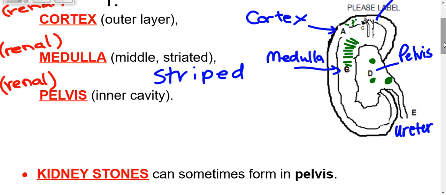So you have a diagram similar to this in your book. So part A is going to be the renal cortex, part B is the medulla, part C is the nephron, part D is that renal pelvis, that innermost cavity, and E is the ureter, however you'd like to say it. Now you might have heard of something called kidney stones. So kidney stones can sometimes form in the pelvis here, and I've asked you to draw some on, so you can see in my picture there's three green dots that I've drawn on.